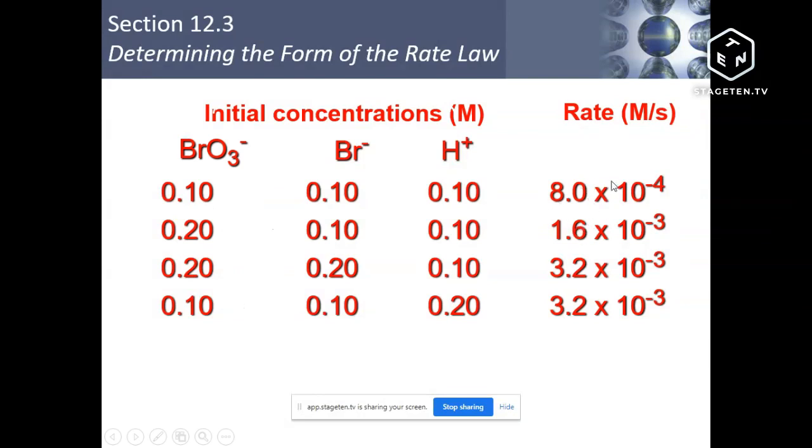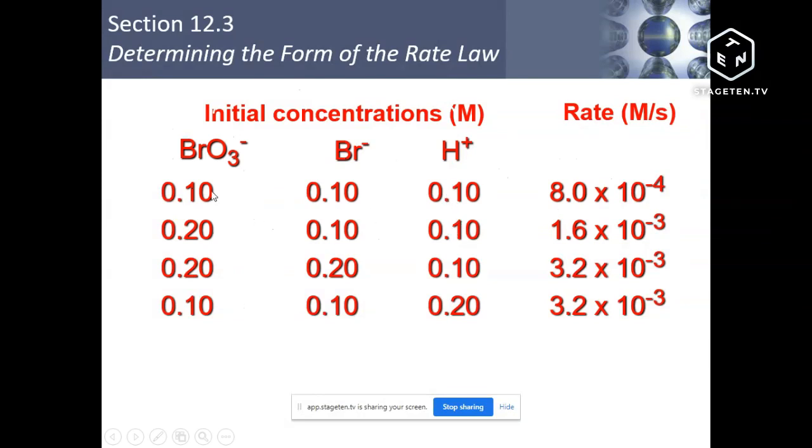Now what we have to do is look for two trials. If I want to figure out the order of just this reactant, I've got to find two trials where I change its concentration, but the concentrations of everything else remain the same. So for bromate, I'm looking at trials 1 and 2 because I doubled the concentration of bromate, but bromide stayed the same and H plus stayed the same.